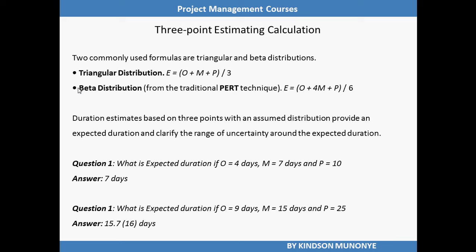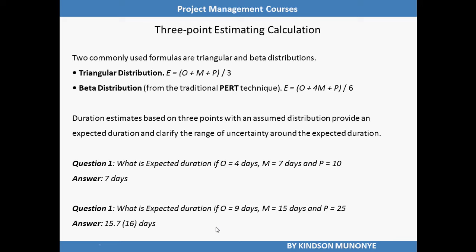Let's take some exercises. Pick up your calculator and pen and a paper and let's do these exercises. The first one is, what is the expected duration estimate if the optimistic estimate is 4 days, the most likely estimate is 7 days, and the pessimistic is 10 days? The answer is simple. 4 plus 7 plus 10 divided by 3. 4 plus 7 plus 10 equals 21. 21 divided by 3 gives us the estimate of 7 days.